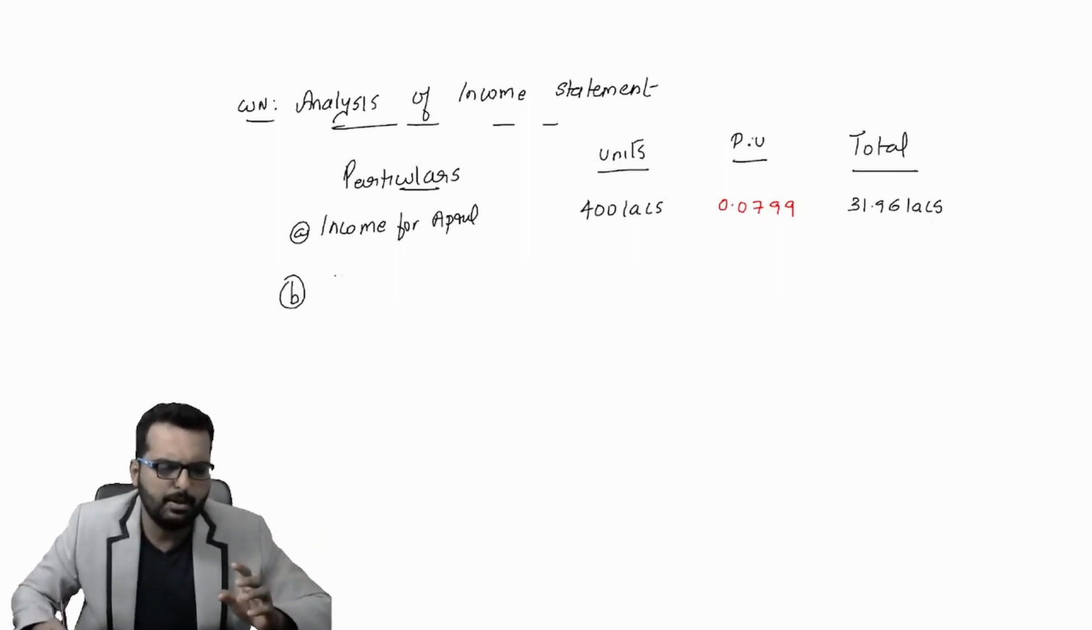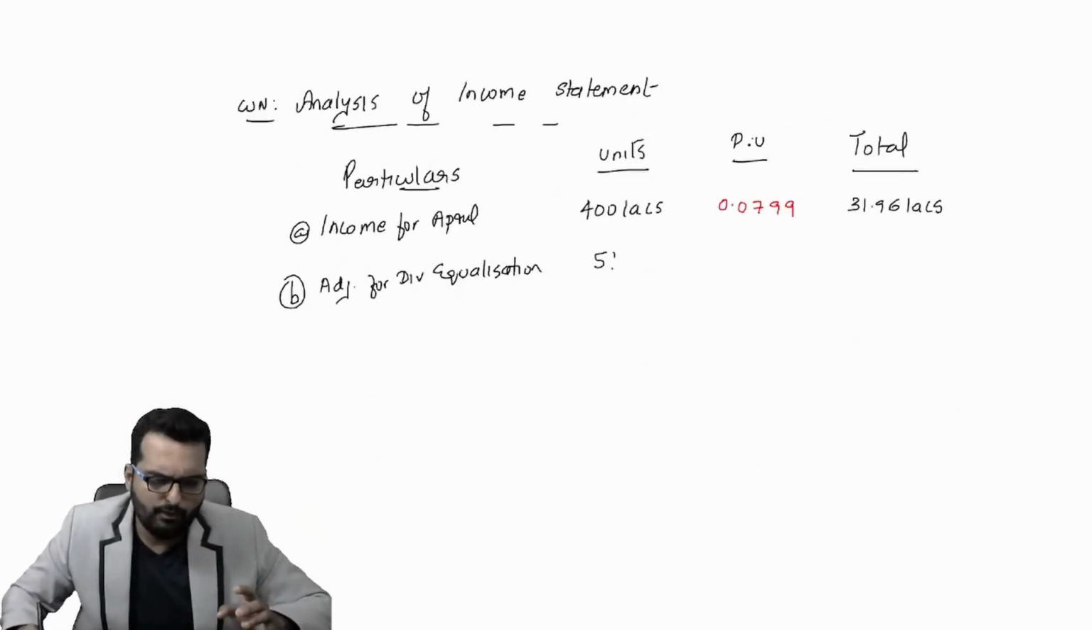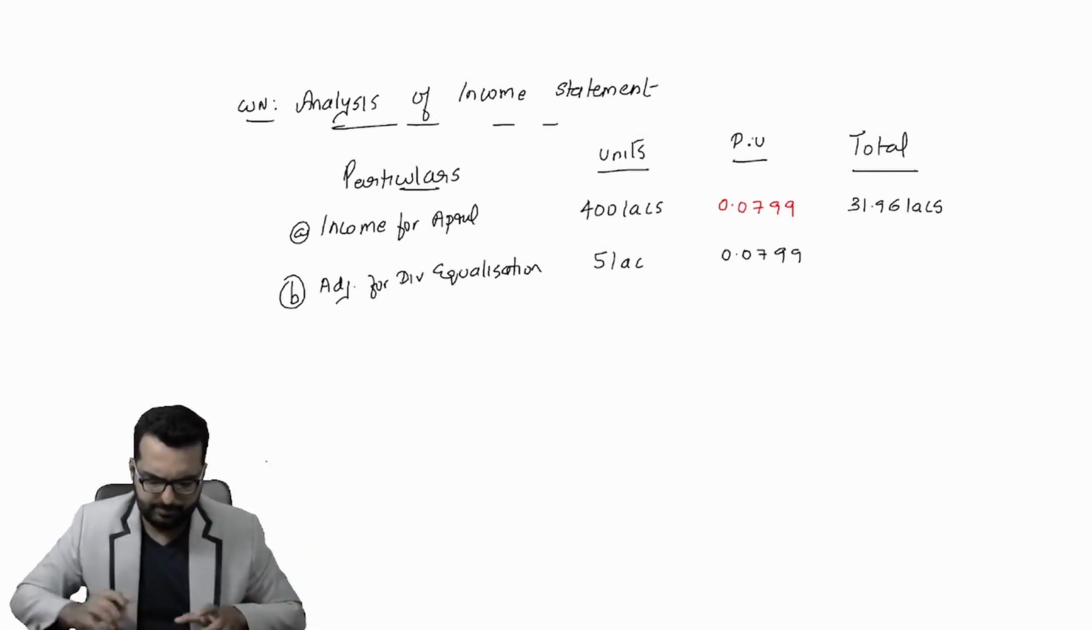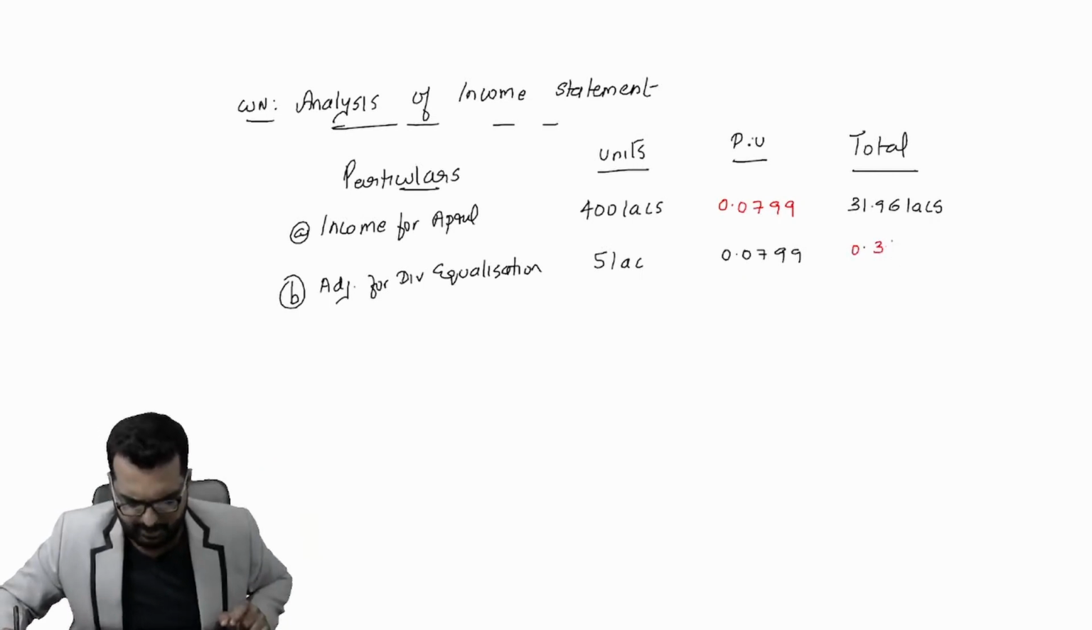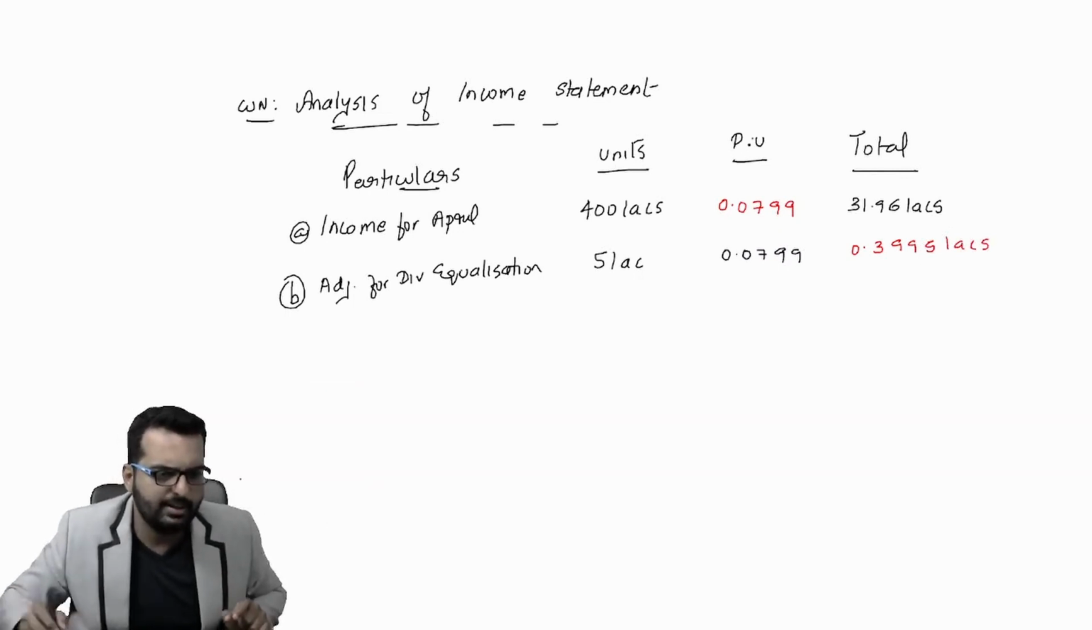Now what will happen? At the end of April, I have to make an adjustment for dividend equalization. How many units are coming at the end of April? 5 lakhs. So on these 5 lakh units, we ask those fellows to pay us 0.0799. Am I right? Once he pays this, I will be getting extra earnings of 0.3995 lakhs. Yes or no? So that becomes my additional earnings apart from what I already had.